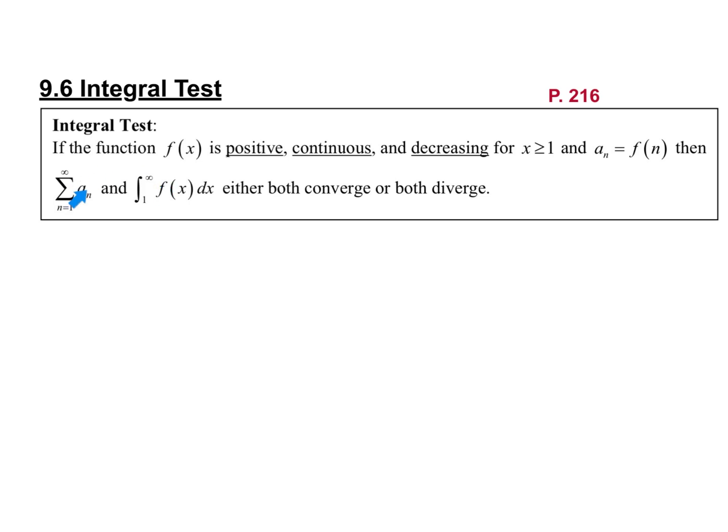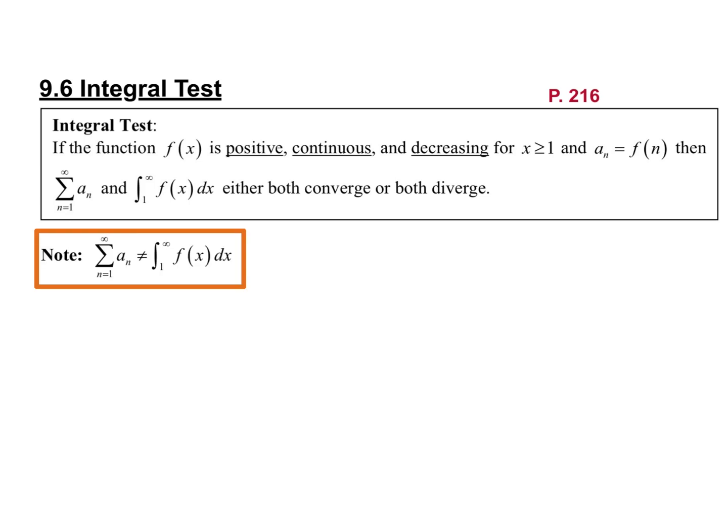So yeah, there's this if and only if relationship regarding convergence and divergence between these two things. It does not, however, say that those two things are equal to each other. That's not what this is about. It's not about what the value is. It's about convergence and divergence. So let's just look at some examples.